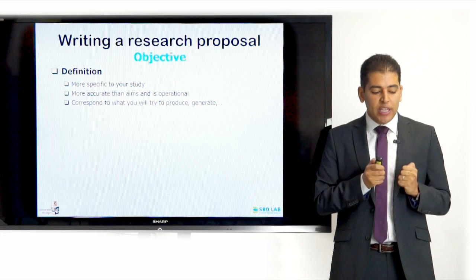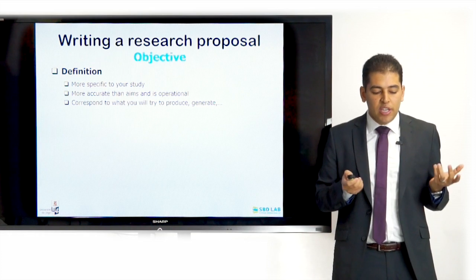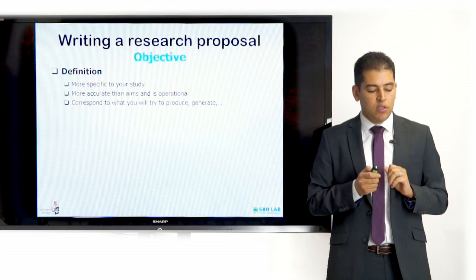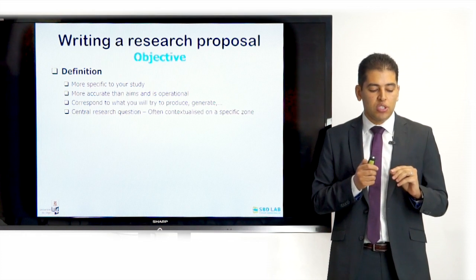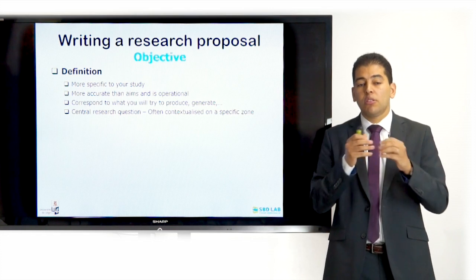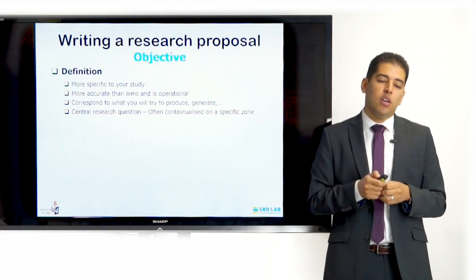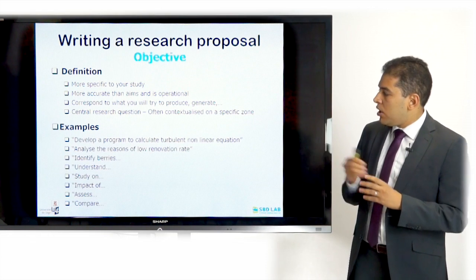In the objective also, it has to correspond to what you will try to produce and generate. So it has to be very precise in description. It has to focus on the central research question and often contextualize it to a specific climate, context, country, region. Very important. And these are some examples for objectives.